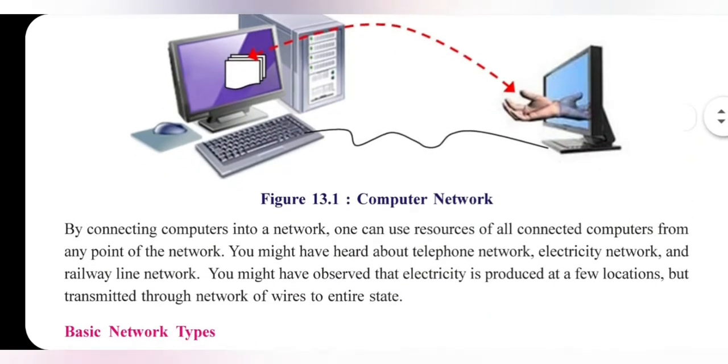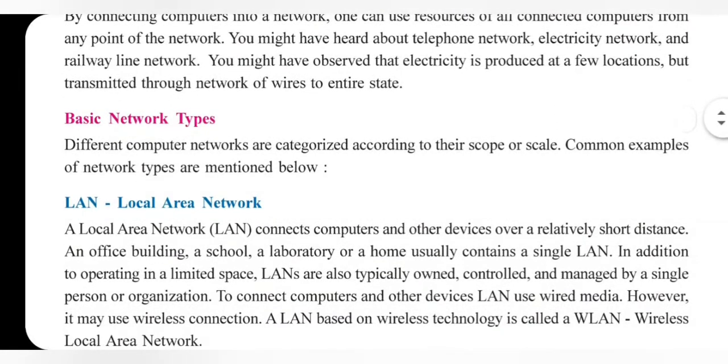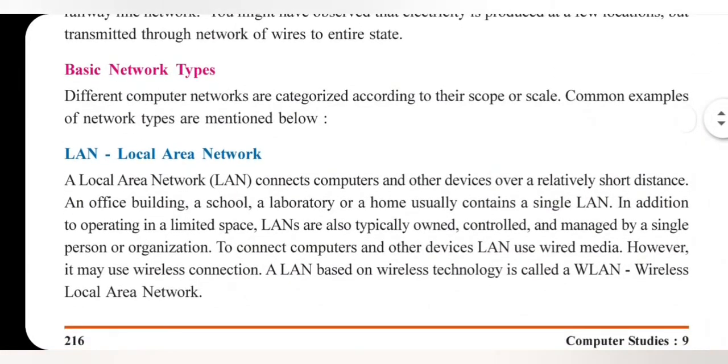Now we will discuss the basic types of computer network. There are three basic types of networks, students: LAN, MAN and WAN. LAN stands for local area network, MAN stands for metropolitan area network, and WAN stands for wide area network. A local area network connects computers and other devices over a relatively short distance. If in one location only, suppose at your school, at the hospital, or at your home, then within a distance of 1 to 10 meters you can create a LAN, that is a local area network.